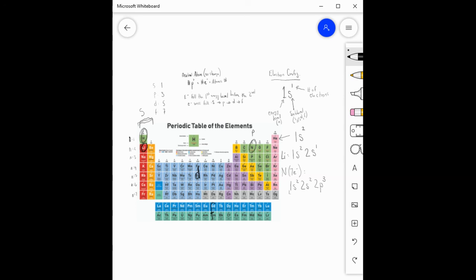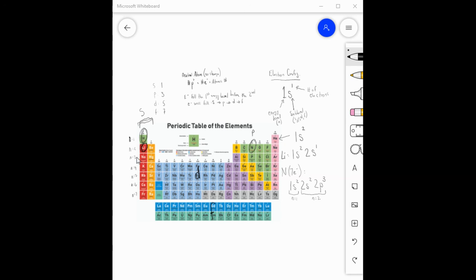So here's my n equals 1. This is n equals 2. So I'm in the second energy level. I filled up the 2s, and then I have 3 electrons in the 2p. And so basically that's going to keep on recurring.